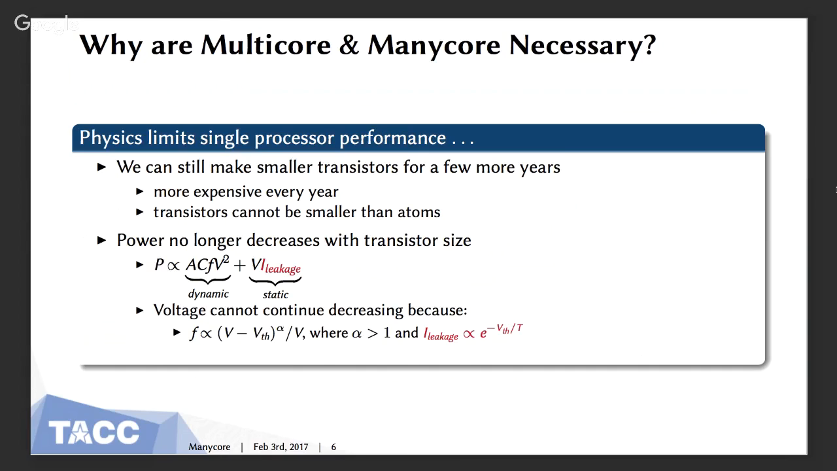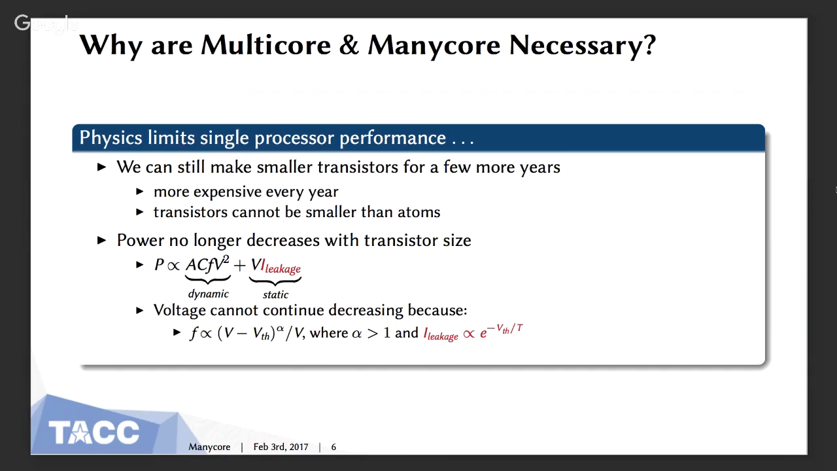We can still make smaller transistors. It's still being done. It's kind of slowing down. It gets more expensive every year. I read somewhere that the cost to fabricate and develop a new processor doubles every time they come out with a new generation. So while the transistors are halving in size, the cost to produce these processors is doubling. And we also hit a limit where transistors can't really be smaller than atoms, like I think most people think that.